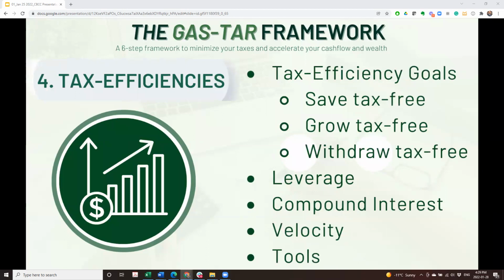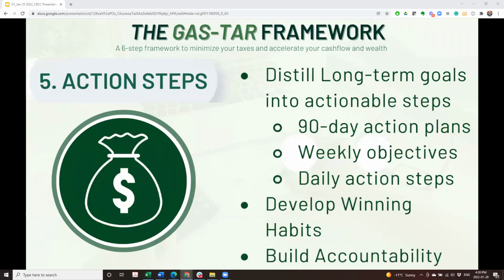The fourth step, you're looking at tax efficiencies. Again, the goal here is to save money tax-free, grow that money tax-free, and to withdraw it tax-free. And here you're looking to leverage, to compound, to use velocity and all those tax efficient tools I mentioned earlier.